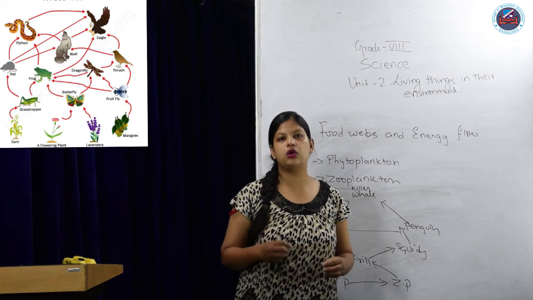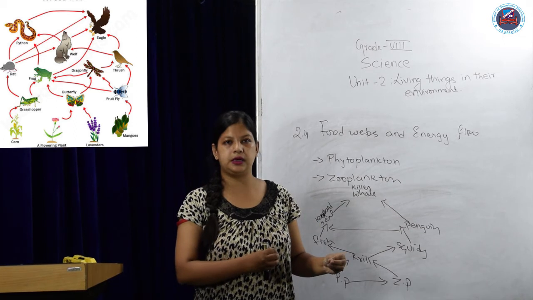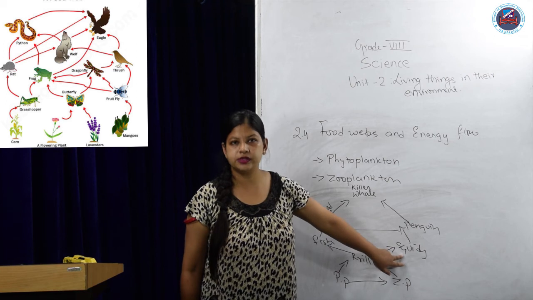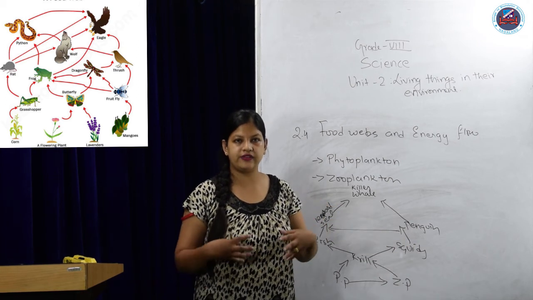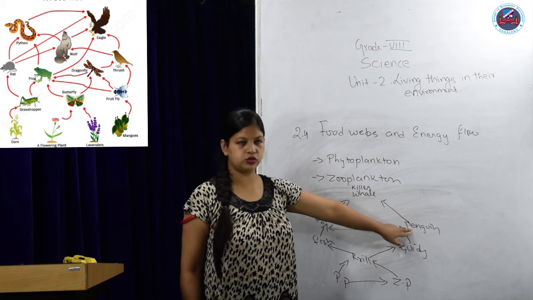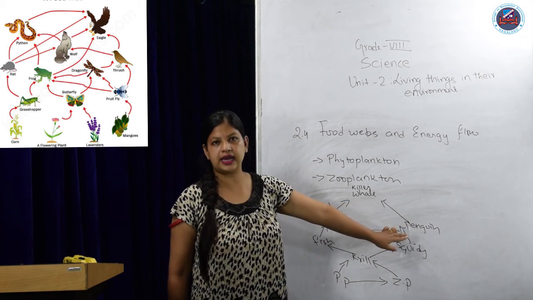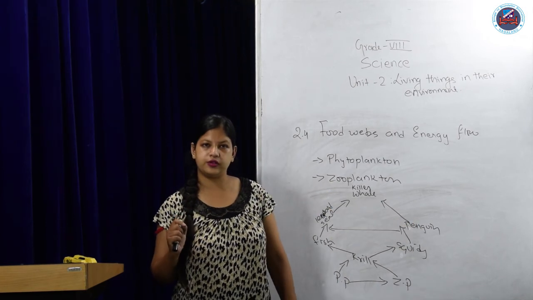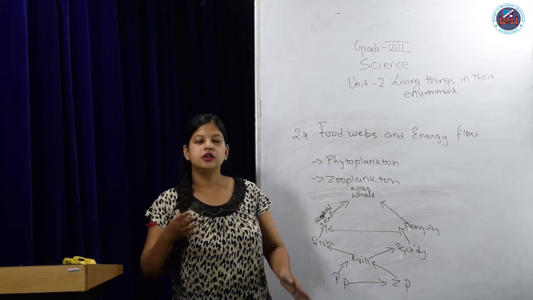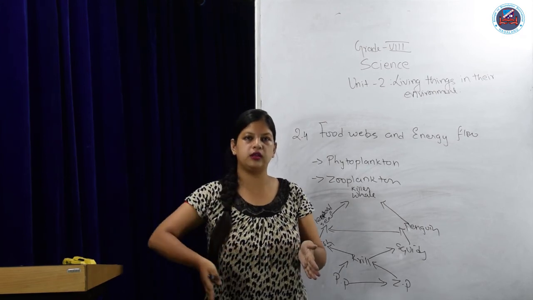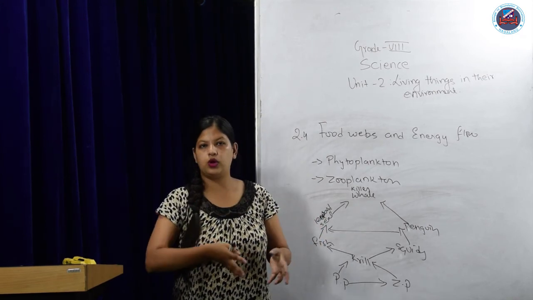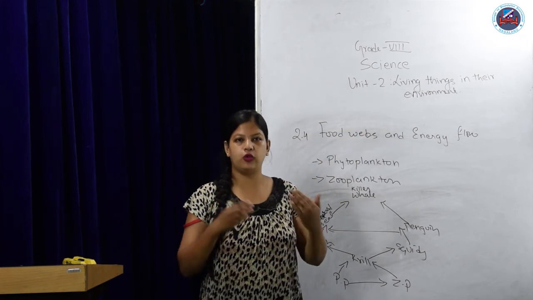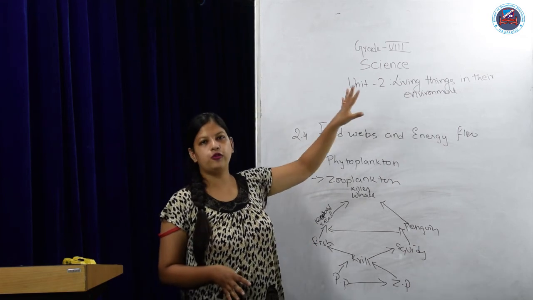But only 10% of the energy will be taken up. For example, here a penguin is eating squid. Whatever energy the squid has, only 10% of it will go to the penguin. If a squid has 100 joules of energy, then the penguin will take just 10 joules from there, 10% of its energy. This is how energy flows in one web, or one phase, which we call a food web. So we call it flow of energy.